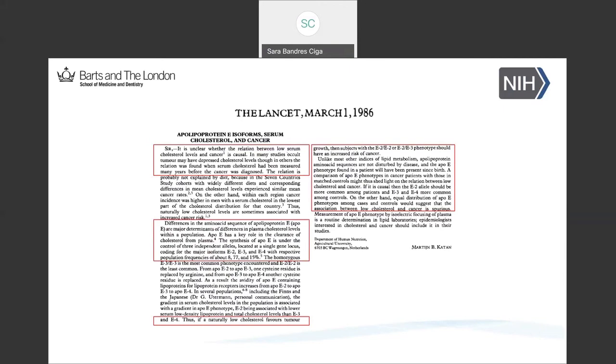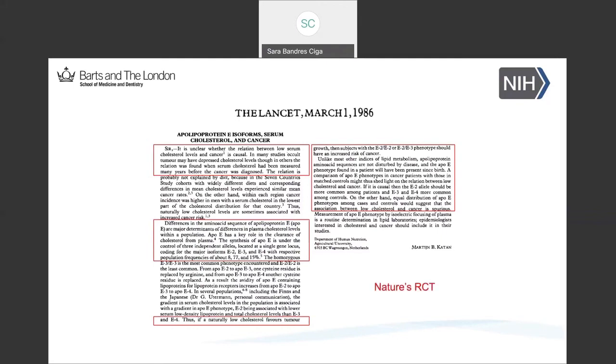And unlike most indices of lipid metabolism, apolipoprotein amino acid sequences are not disturbed by disease. This is the reverse causation bit again. And the ApoE phenotype found in patients will have been present since birth. It's a lifelong exposure to low cholesterol. A comparison of ApoE phenotypes in cancer patients with those in matched controls might thus shed light on the relationship between low cholesterol and cancer. And if it's causal, then the E2 allele should be more common among patients and E3, E4 more common among controls. And with that, he'd actually happened on the first example of Mendelian randomization.